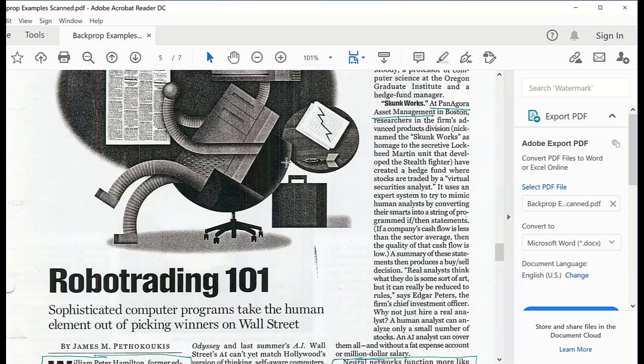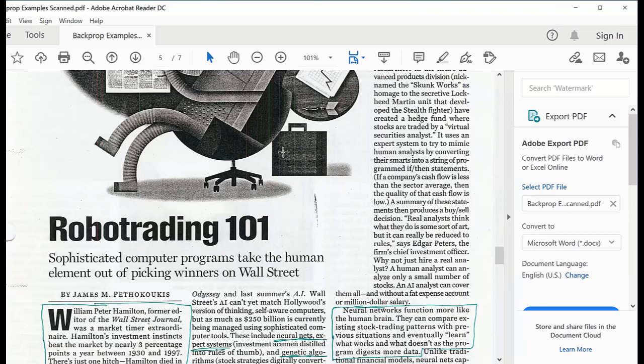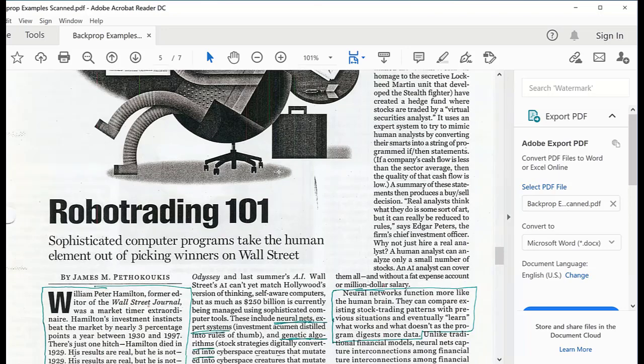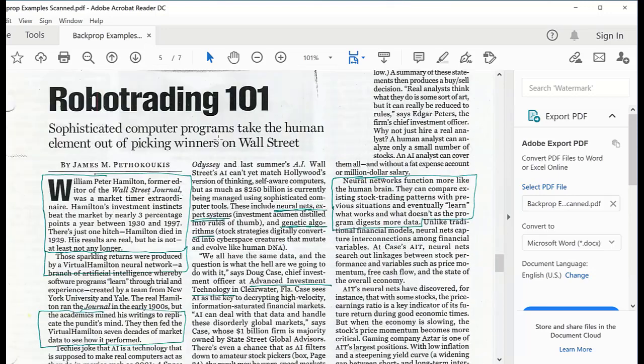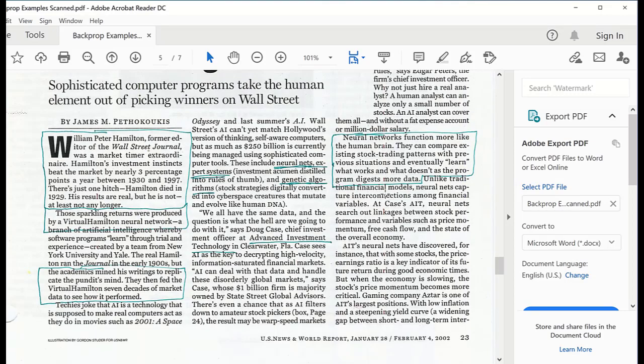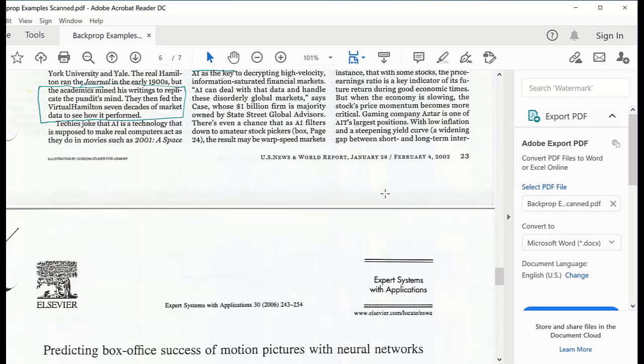See what else I got? Yeah. So this article, I don't think I have this posted yet, but I'll post these online. This is Robo Trading 101. There was a guy named William Peter Hamilton who was a great stock picker. He died in 1997. Oh no, he died in 1929, but people were using an artificial intelligence algorithm trained on his strategies to pick stocks based on the human brain.